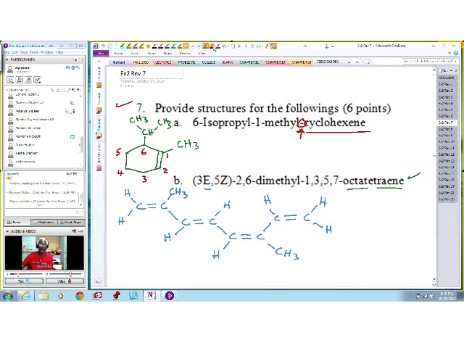Let us number them: 1, 2, 3, 4, 5, 6, 7, and 8. Do we have everything in place? We have 2,6-dimethyl. In the 2 position, we have a methyl. In the 6th position, we have another methyl. Those are your branches.